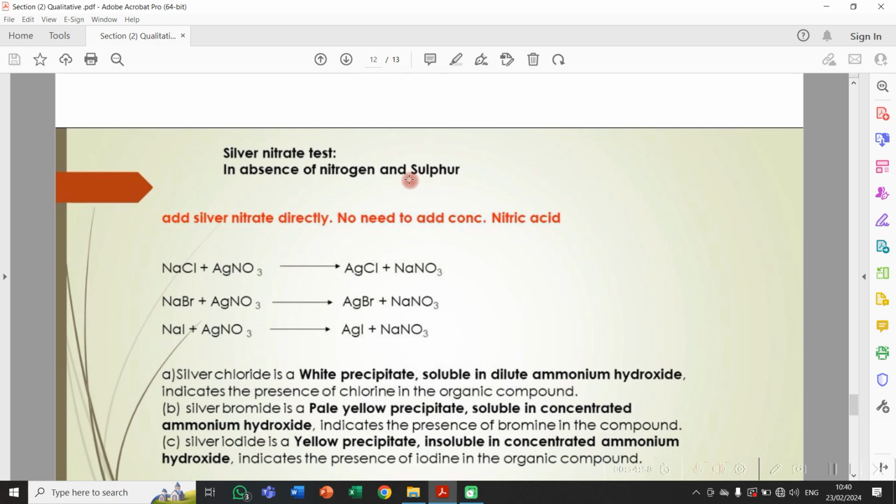We said there are two cases. In case of absence of nitrogen and sulfur, we will put directly the silver nitrate, and in case of presence of nitrogen and/or sulfur, we should put first the conc nitric acid and then we will put the silver nitrate. So all these equations should be studied very well for the exam, and we should also study the color of all the compounds and their solubility in case of halogens.